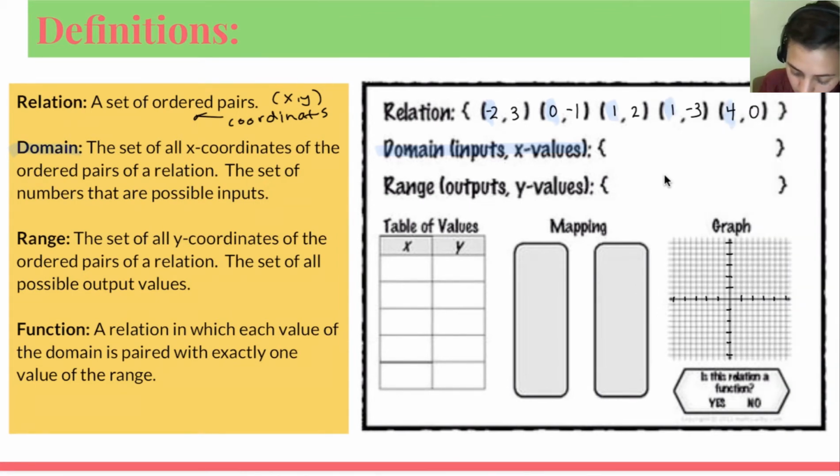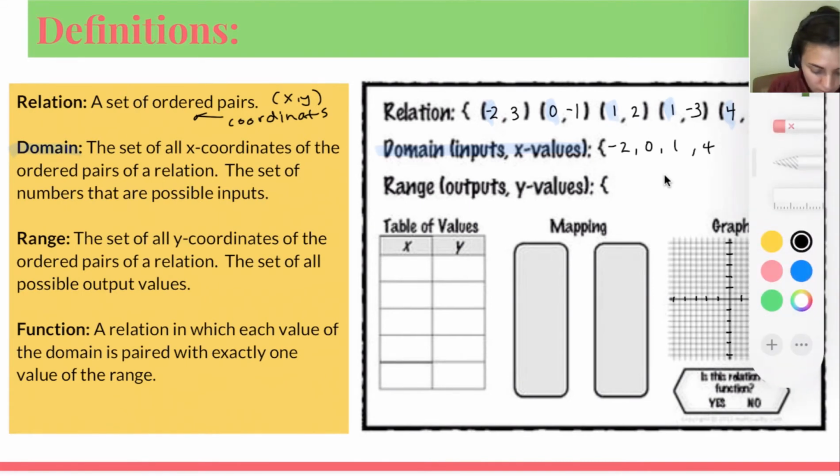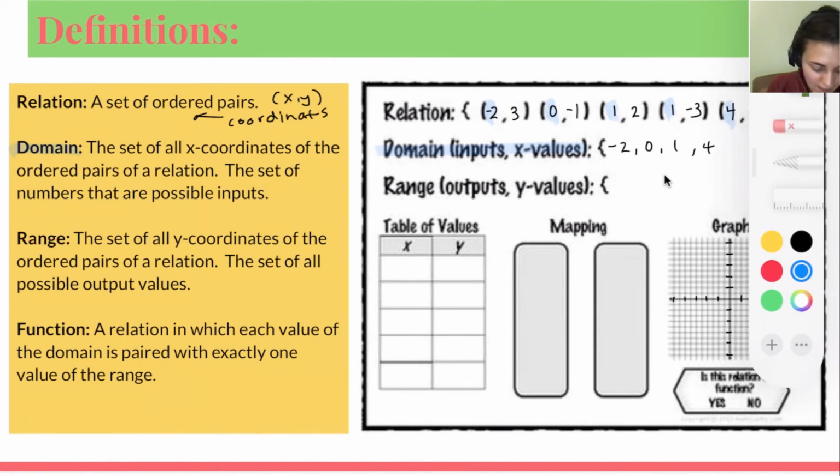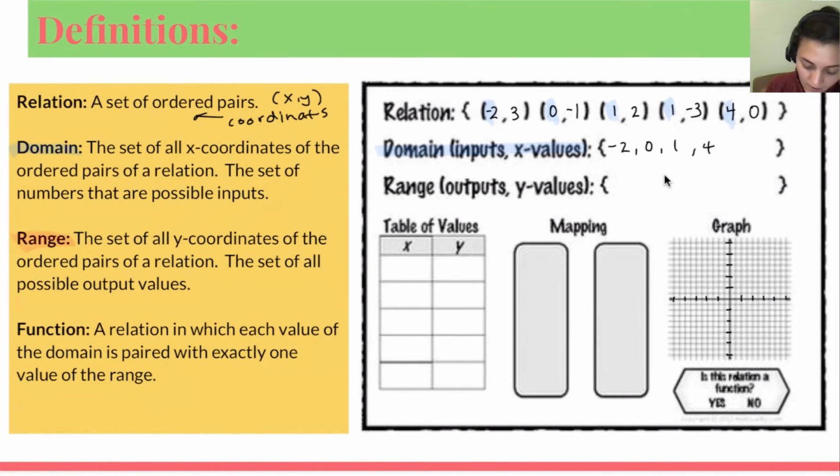So I have -2, 0, 1, and 4. I don't have to write 1 twice. I just write it the one time, even though it appeared twice. Then the range are the set of all y coordinates of the ordered pairs of a relation. So all the y coordinates. This is the set of all possible outputs. So I'll do my outputs in red. Red. These are my output values.